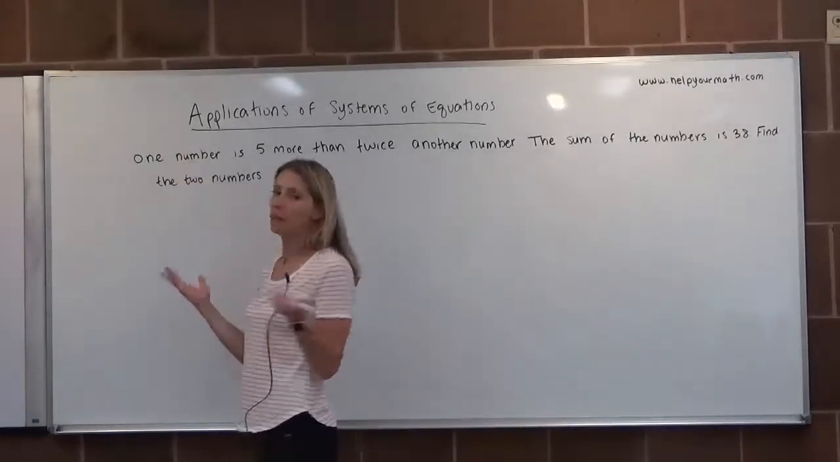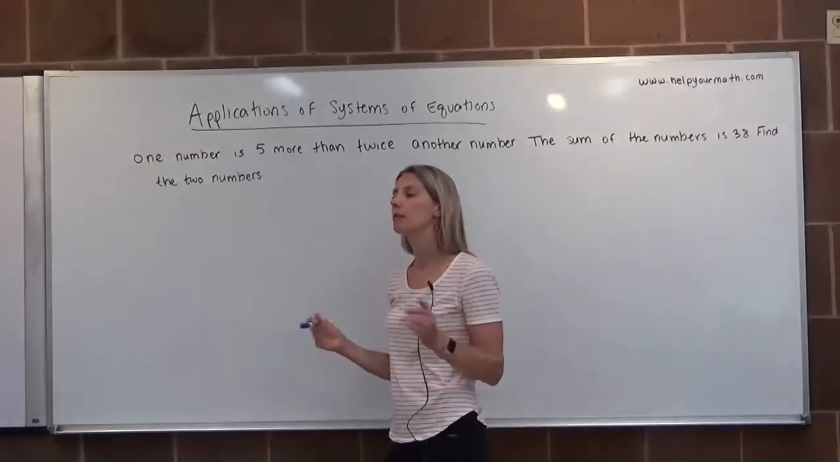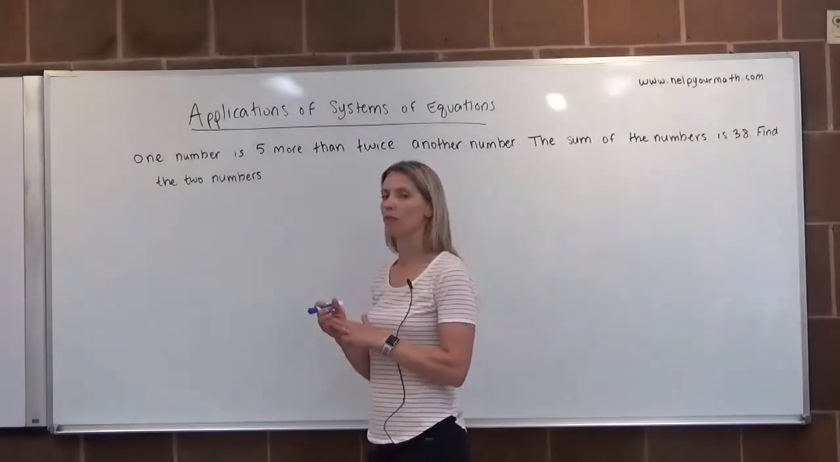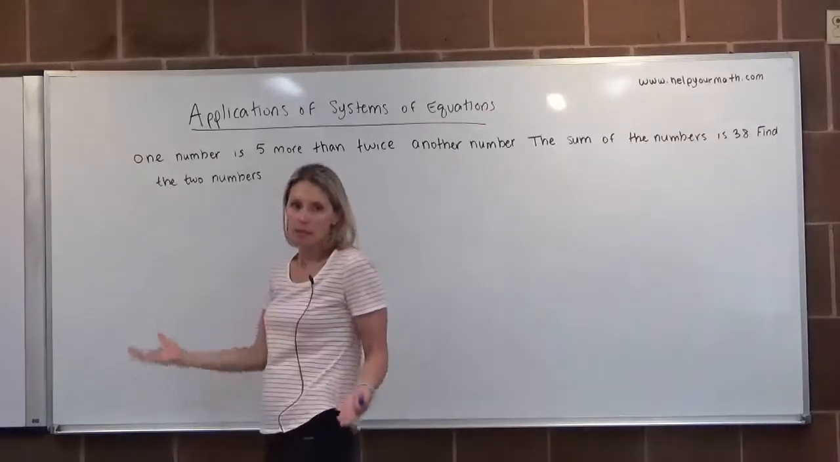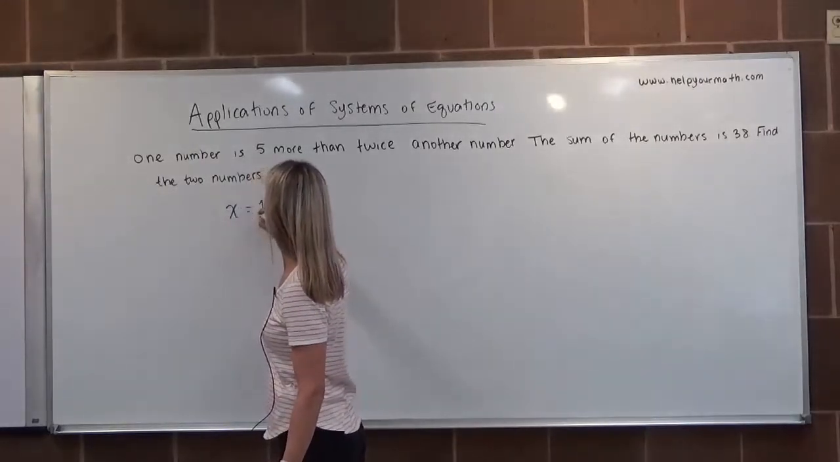One number, do we know what that number is? Not yet, so we're going to assign a variable to it. You can use any variable you want. I don't recommend using I, O, or S for a variety of reasons. Most commonly, students use X, and that's totally fine. So X is going to be our first number.